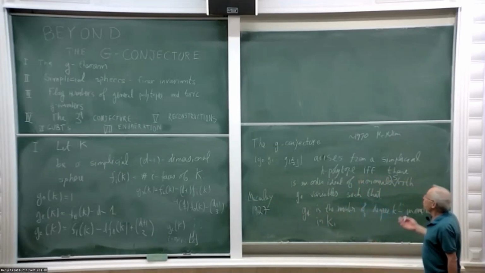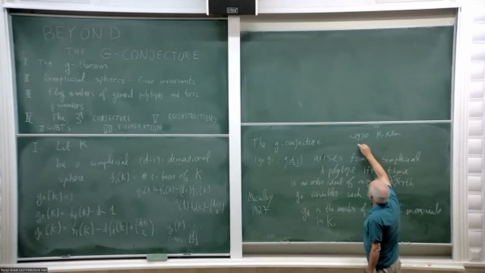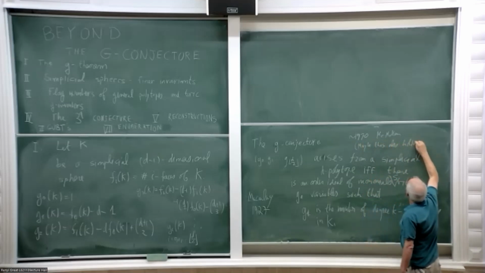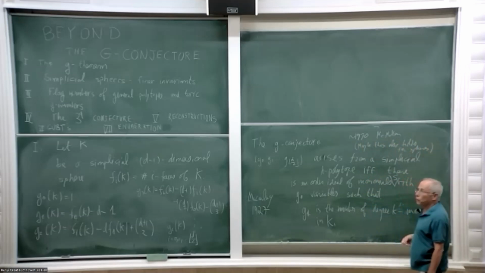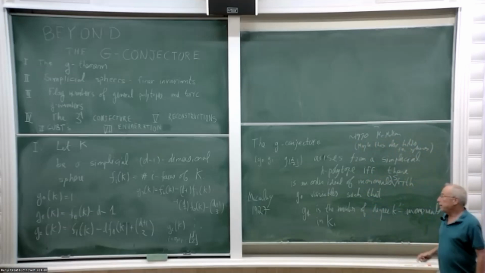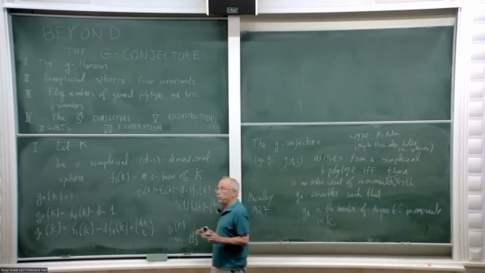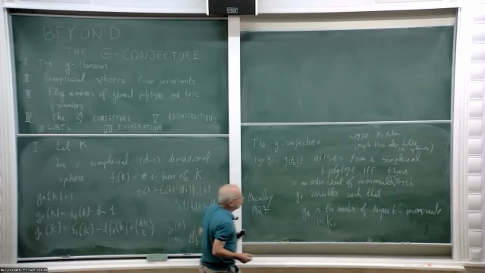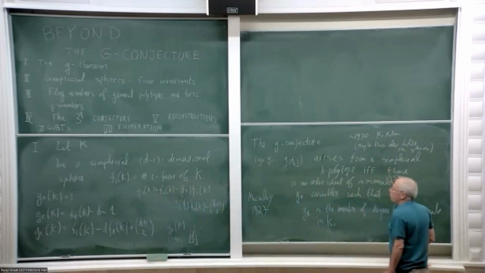So this was a McMullen conjecture, and McMullen also said something like maybe this also holds for spheres, namely for triangulations of spheres. We know that the boundary of a simplicial polytope gives you a triangulation of a sphere, but not every triangulation of a sphere comes from the boundary of a polytope. McMullen hesitantly also suggested that.